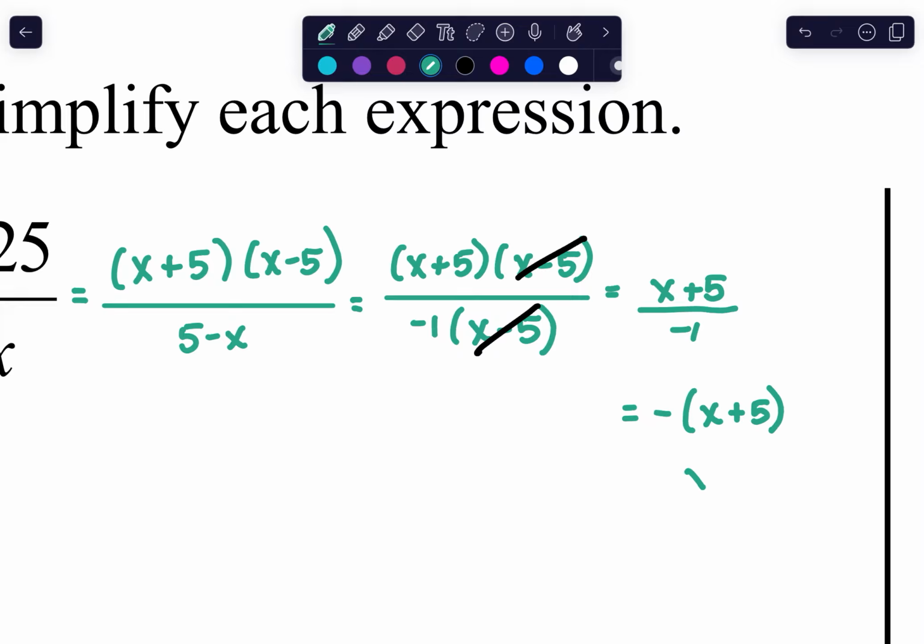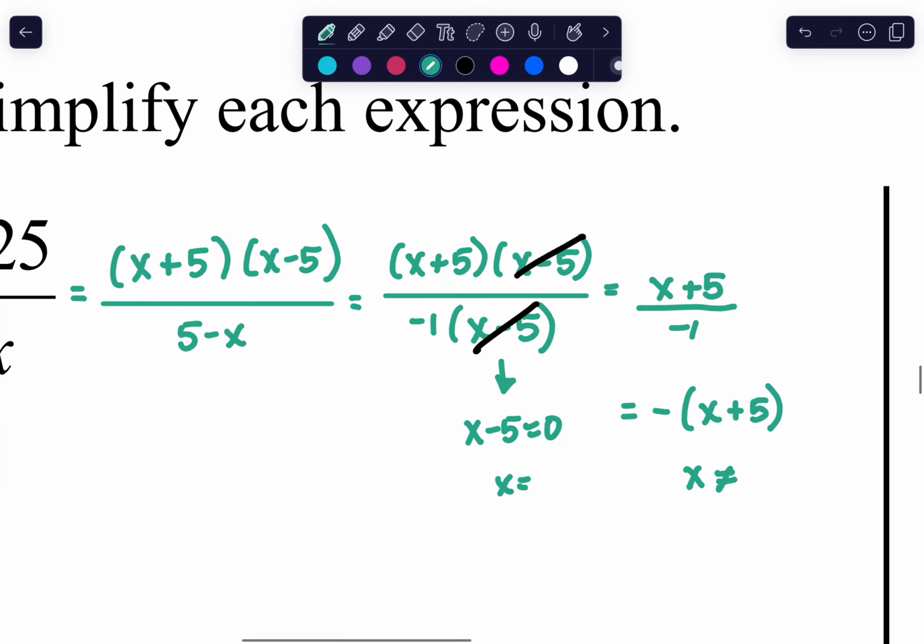But then don't forget, x cannot equal, it should be 5. So x cannot equal 5. And that's our final answer for there. So the only difference here is don't forget, sometimes you might have to factor out a negative 1.